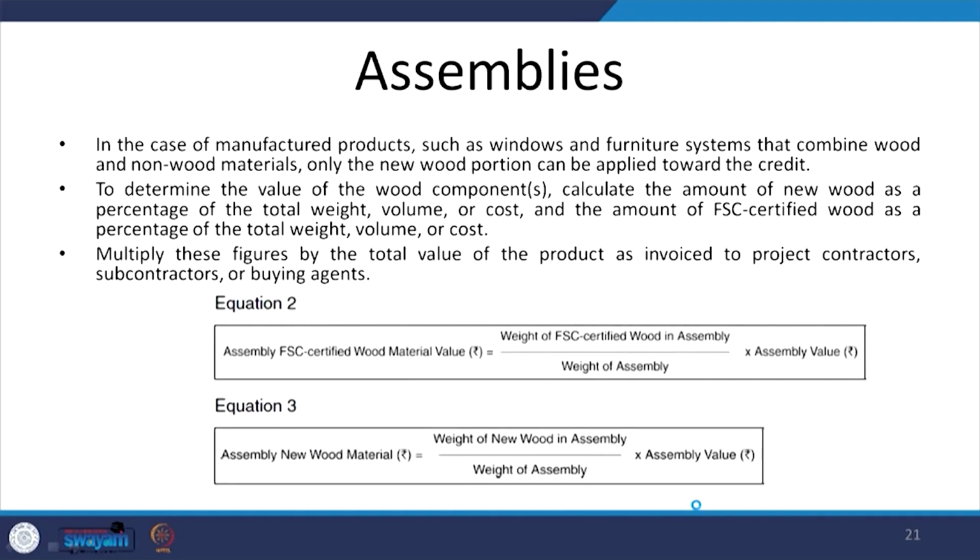If we are talking about assemblies, we will be taking only the part where wood has been used and not calculate the overall value of the assembly. We will only be taking the wood part of the assembly and then calculating the percentage. So, instead of the total assembly value, we will only be calculating the total wood part of the assembly and then calculate the FSC certified wood product as a percentage of this total consumption of wood.